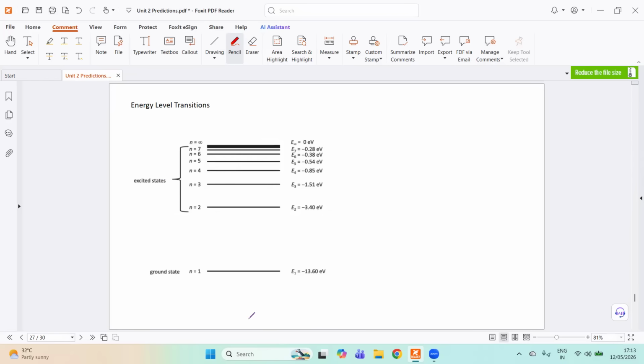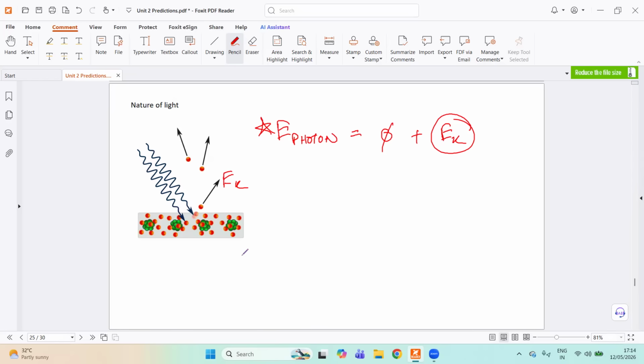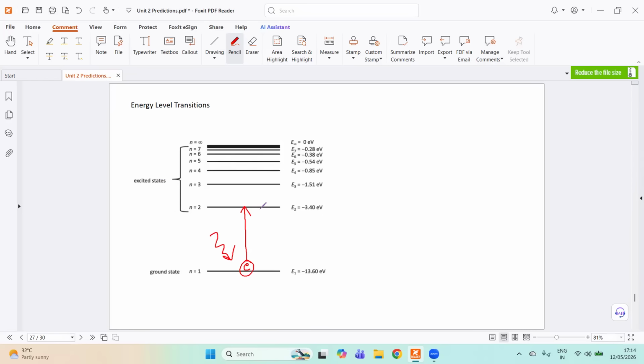Then you have energy level transitions. And guys, this is where most students mix up these two concepts, because even here, a photon comes and the electron absorbs the photon energy and rises, right? So students mix this up, I feel, because here also a photon is being absorbed by the electron, and in the photoelectric effect also the photon is being absorbed by the electron. But you have to understand the two locations. This is on a metal surface, and this is happening inside an atom, okay?